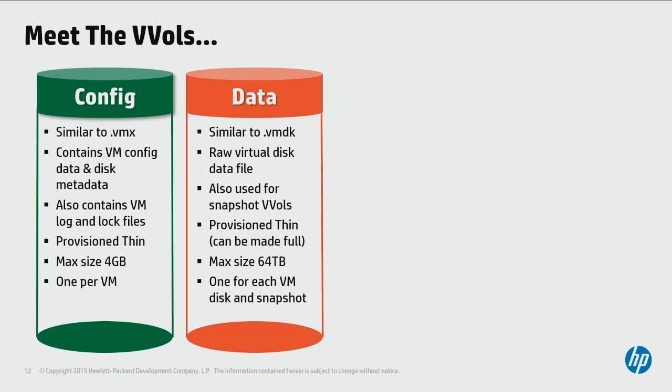Provision thin, but it can be made full, and you still have the options to do thick or thin there, but it's provision thin. And there'll be one for each VM disk and snapshot. I'll talk about the limits and how many will actually get created for a VM later on, on another slide.